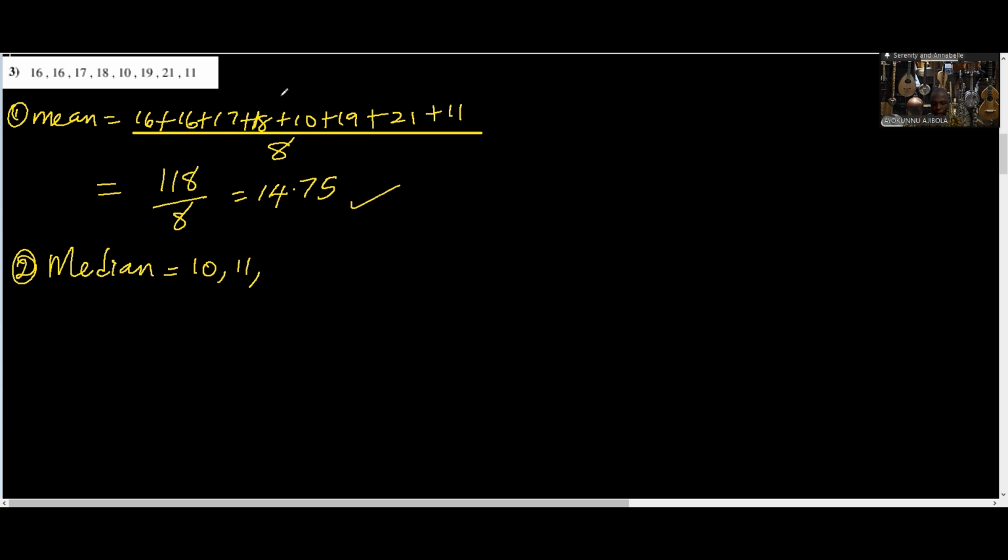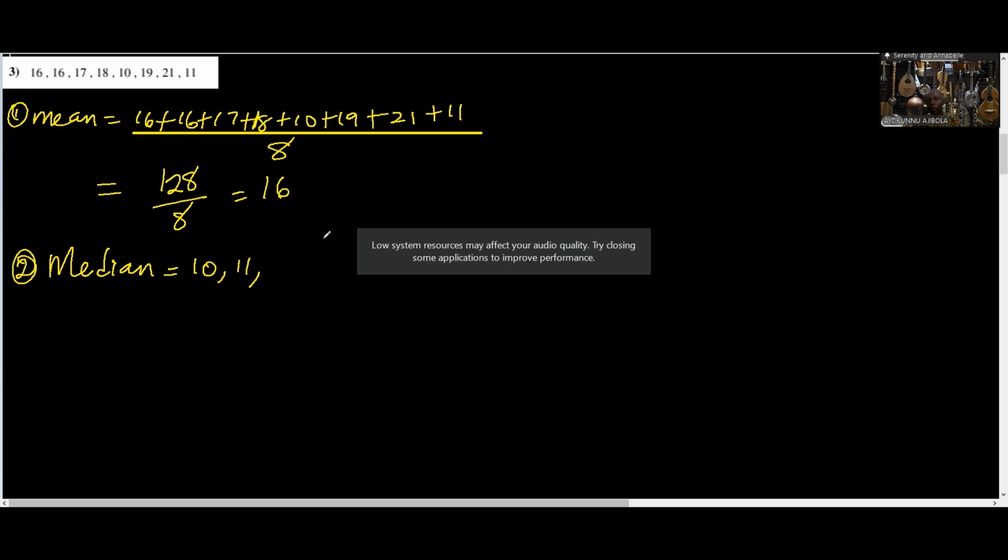So 16 plus 16 plus 17 plus 18 plus 10 plus 19 plus 21 plus 11. So this is 128 instead, so I'm going to change this. 128. So it's going to give me a different answer. So 128 divided by 8, that is 16.